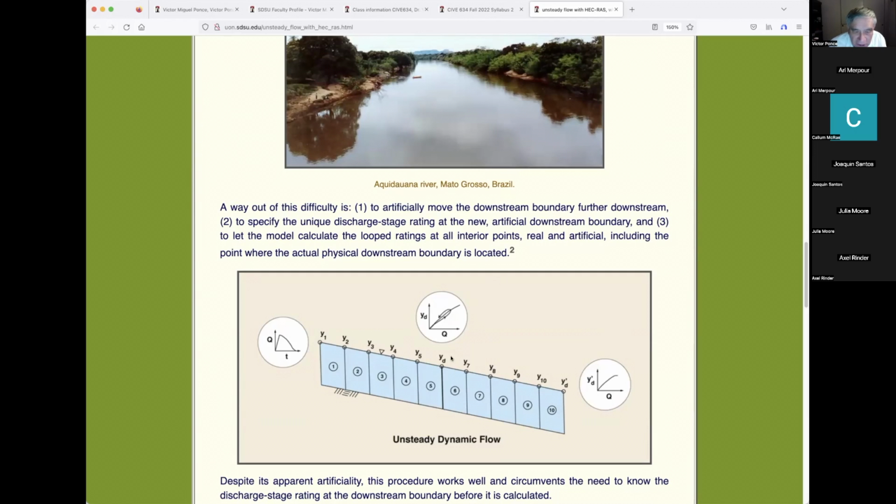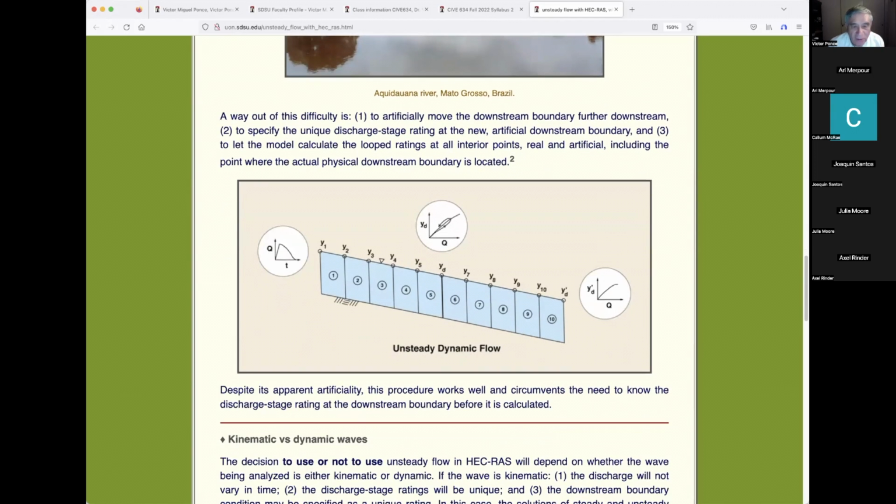Like in here, this is where we want it, but we're going to go over here and specify the unique rating. And then when the model comes back, surely it opens up the hysteresis, and then you get your perfect hysteresis and dynamic wave rating in the middle, which is where you want it. This thing works completely. And let the model calculate the loop ratings of all interior points, real and artificial, including the point where the actual physical downstream boundary is located. Well, if this is not complexity, I don't know what it is, but it is done.